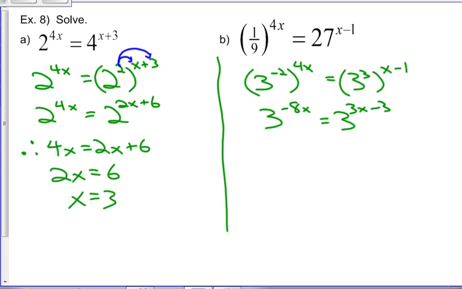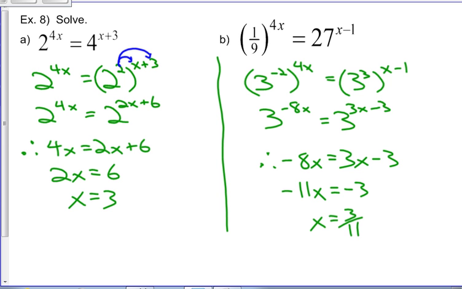Okay, now we've got a common base. We've dealt with our exponents, multiplied them on the right-hand side there where we had powers to powers, and same on the left-hand side. Now we can get rid of the bases and say negative 8x equals 3x minus 3. Or negative 11x equals negative 3. Divide both sides by negative 11, and you get x is 3 over 11. And again, you can go back and you can verify this will actually work.